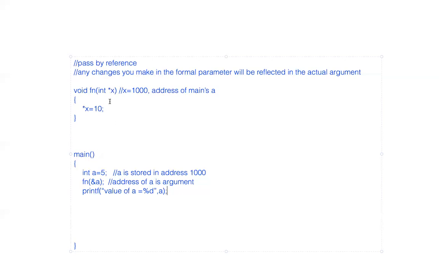So any changes I make in this formal parameter will be reflected in the actual argument. This is what we call pass by reference. I hope you understand this.